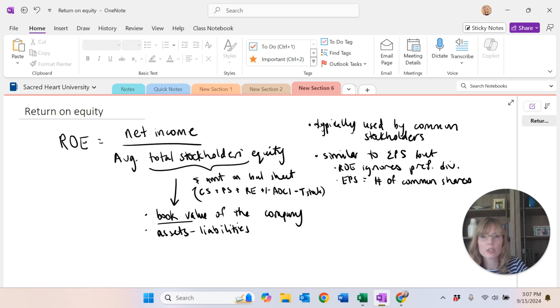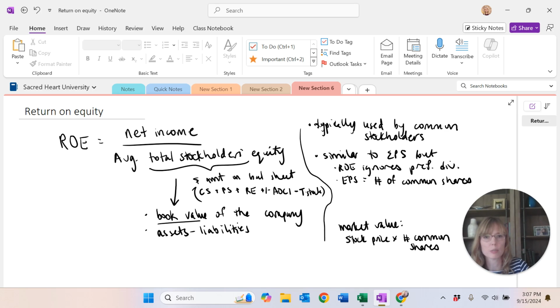The book value is different from the market value. Another way to look at performance of a company might be to look at net income compared to market value of a company, but we don't see market value on the financial statements. The market value of a company is equal to the stock price at a moment in time times the number of common shares outstanding. Since market value is not part of the financial statements, it's not part of our ratio analysis.